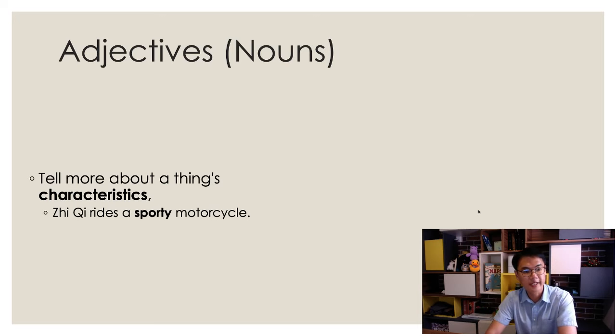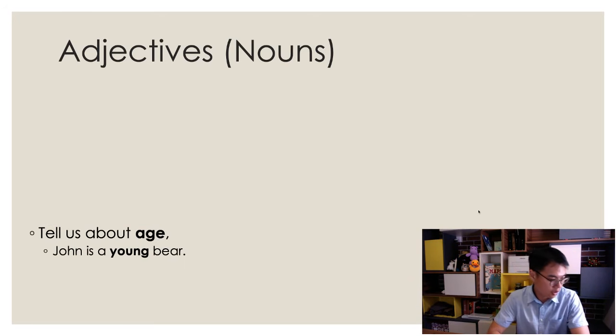So let's move on to the next one. It also tells us about age, right? So for example, John is a young bear. Okay? So John is a young bear. What is John? John is a bear. What is the age of the bear? The bear is young. The bear's name is John. So John is a young bear. All right, so young bear, old bear, ancient bear. All of these are age words, age adjectives that can describe the noun. And in this case, of course, young describes John or the bear.